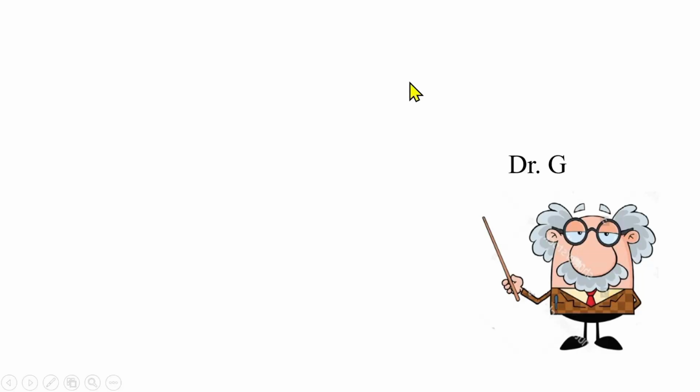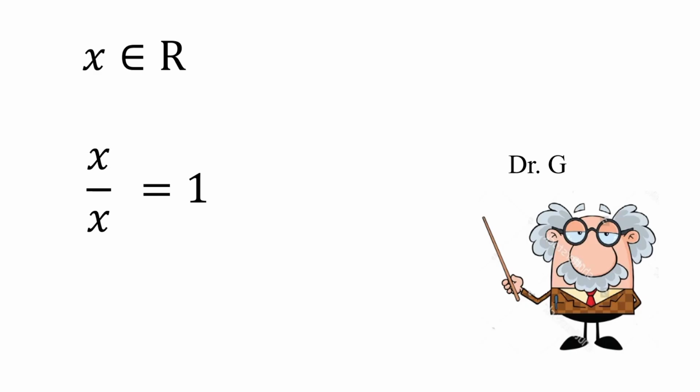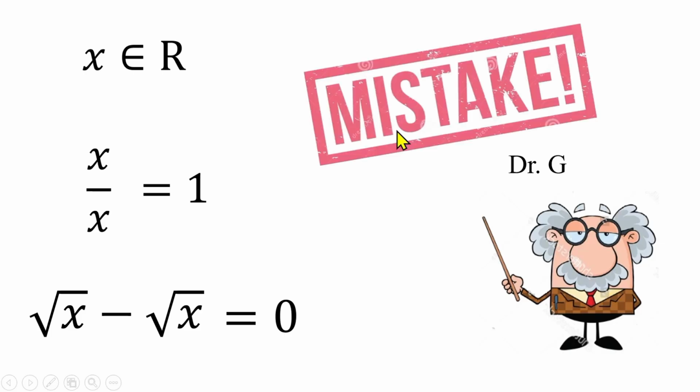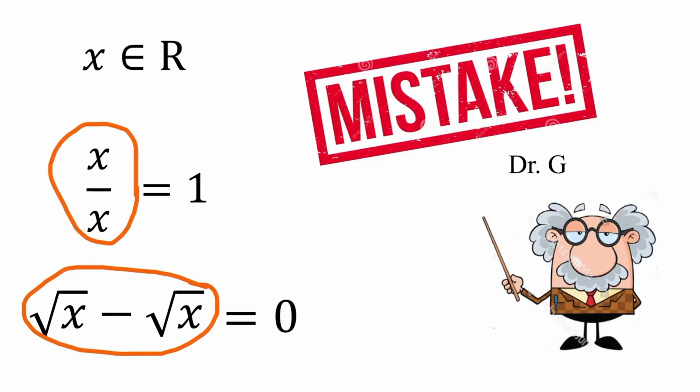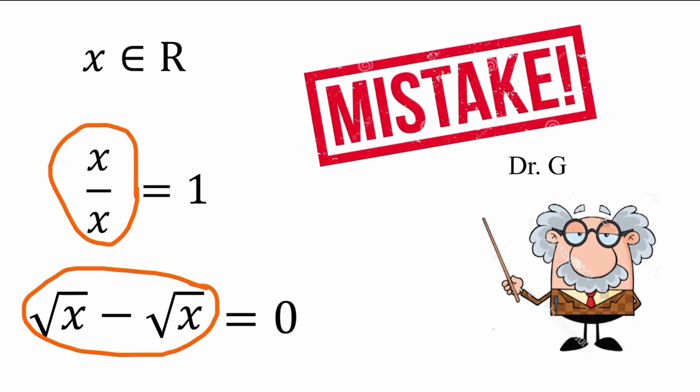Hello. If you think that for any real x, the expression x over x can be simplified as 1, and the expression square root of x minus square root of x can be presented as 0, you made a mistake. At this point, I would recommend to stop the video and try to simplify these two expressions yourself, and then you come back and we will simplify them together.